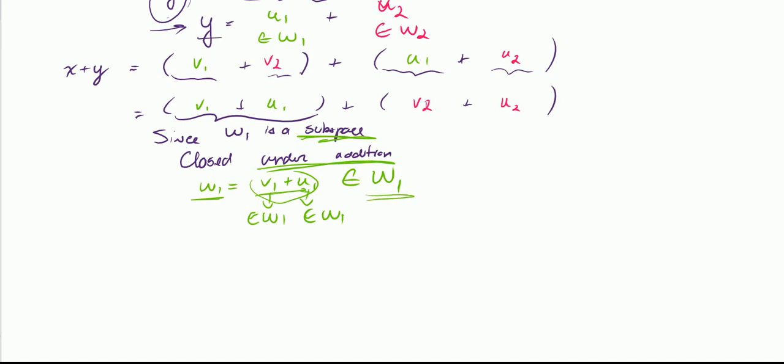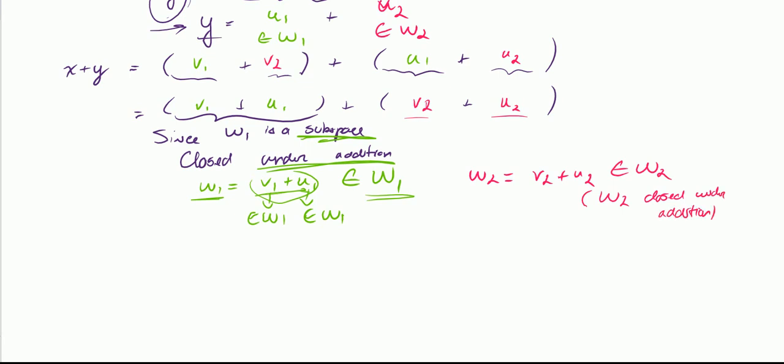Similarly, for v2 plus u2, I can write w2 as v2 plus u2, where these two elements added together belong to the subspace W2, because W2 is closed under addition.